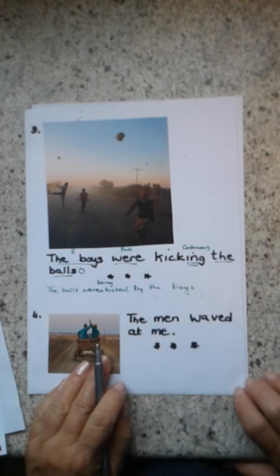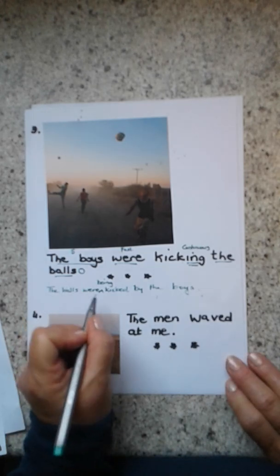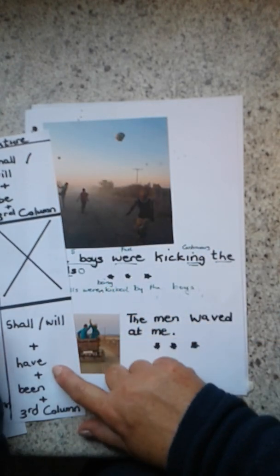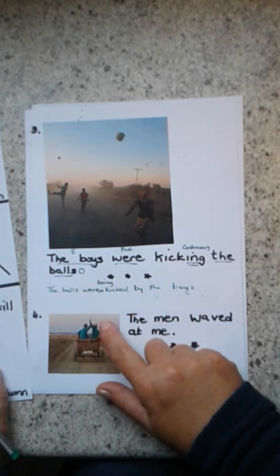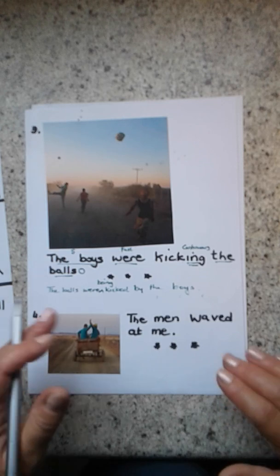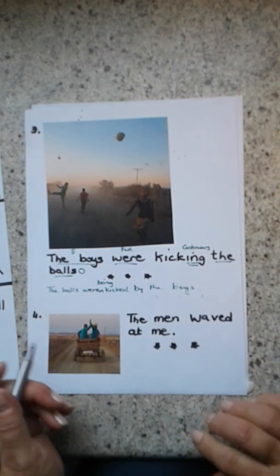Right, now you can go and double check yourself. When is was and were? It is in the past. When do I use the ing? When it is going on, so it's continuous. Past continuous, that one was past continuous. So I kept it in the same time.